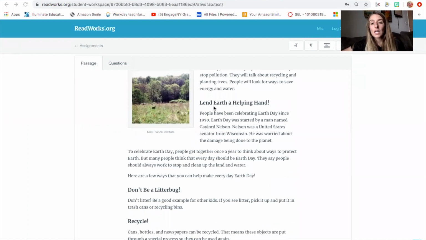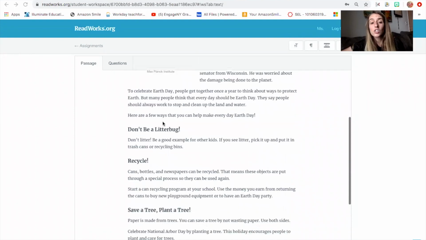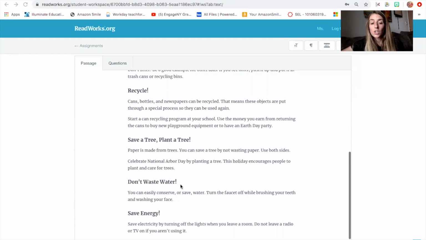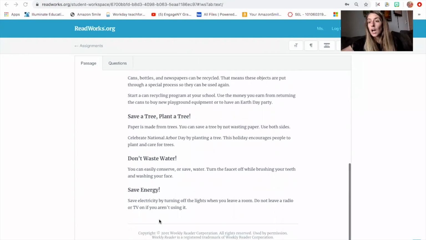The subheadings talk about lending Earth a helping hand, don't be a litterbug, recycle, save a tree, plant a tree, don't waste water, save energy. When I read back over those headings and think about the whole article that I just read, I know that this article is mostly about how to take care of our Earth. So now that I've thought about what the big idea in the article is, I can go to the questions and start trying to answer them.